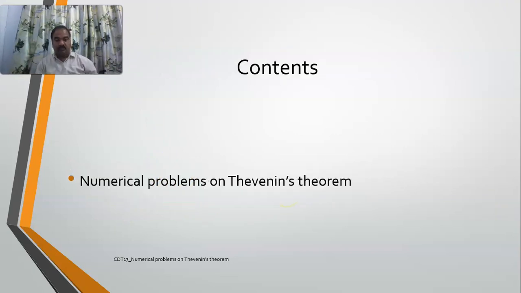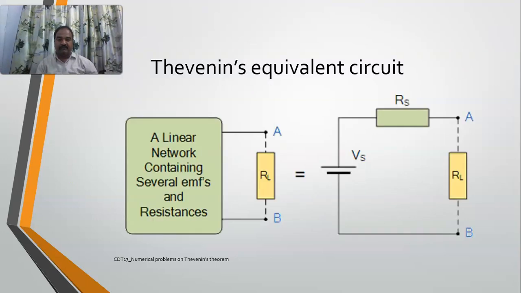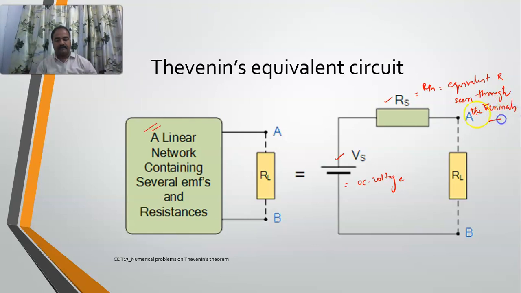Before I go with these numerical problems on Thevenin's theorem, you know that any network can be replaced by a voltage source in series with a resistance. The voltage source is the open circuit voltage across the terminals, whereas Rs, which is nothing but your Thevenin's equivalent resistance, is the equivalent resistance seen through the terminals.